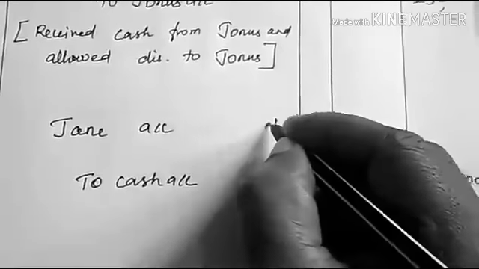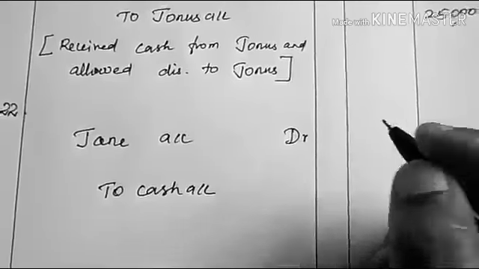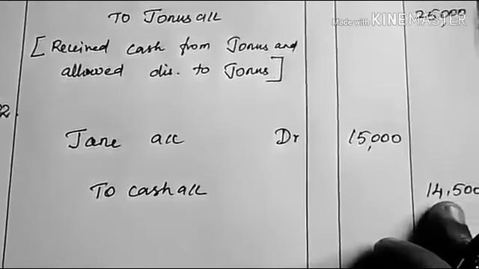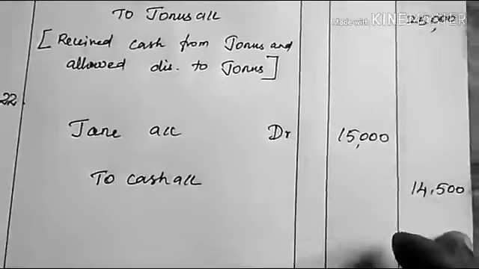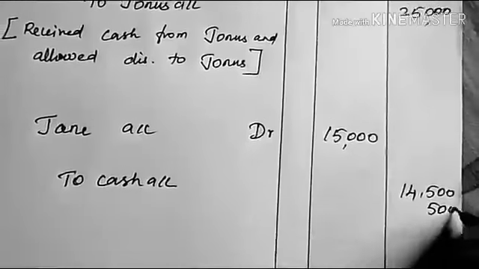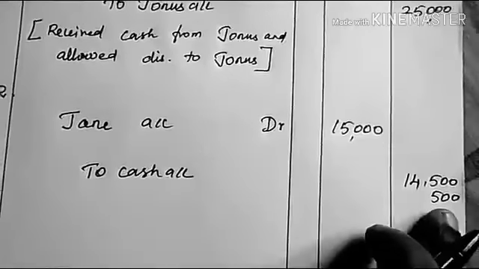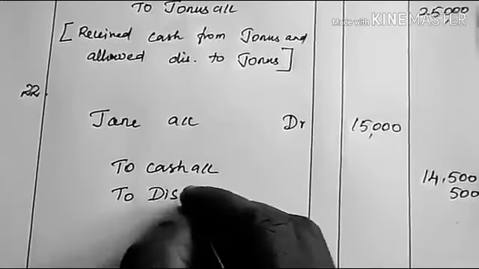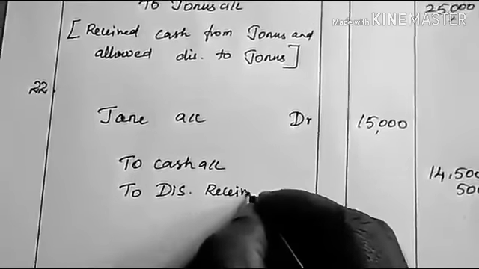Jane account debit. How much amount are you supposed to pay? 15,000. But you have paid only 14,500. What is the difference? The 500 difference is credit. You have found a 500 rupees difference, no? Just write discount received.